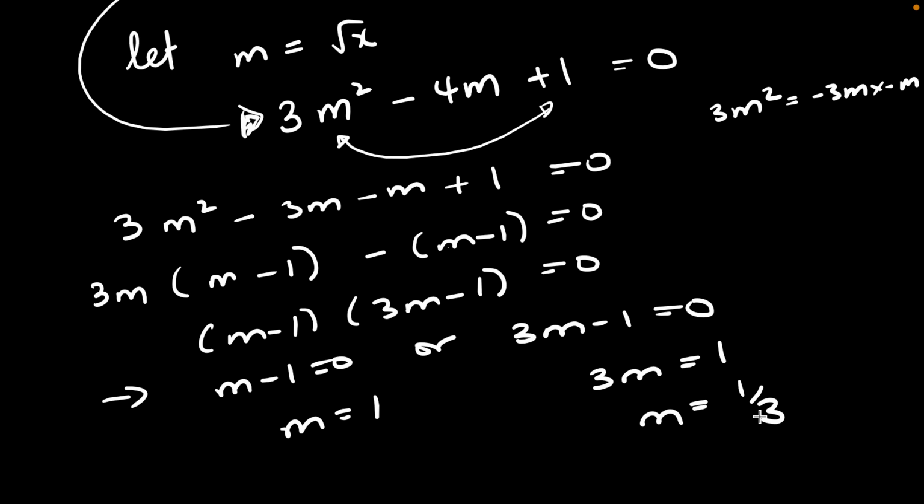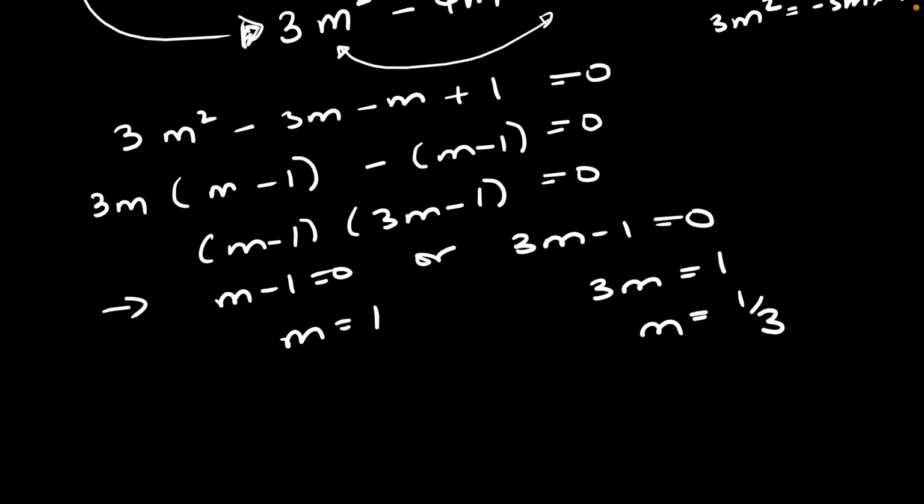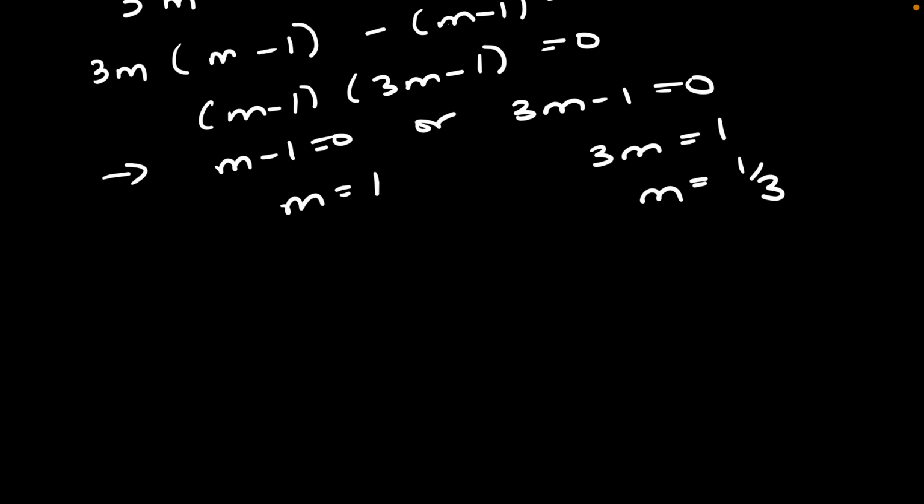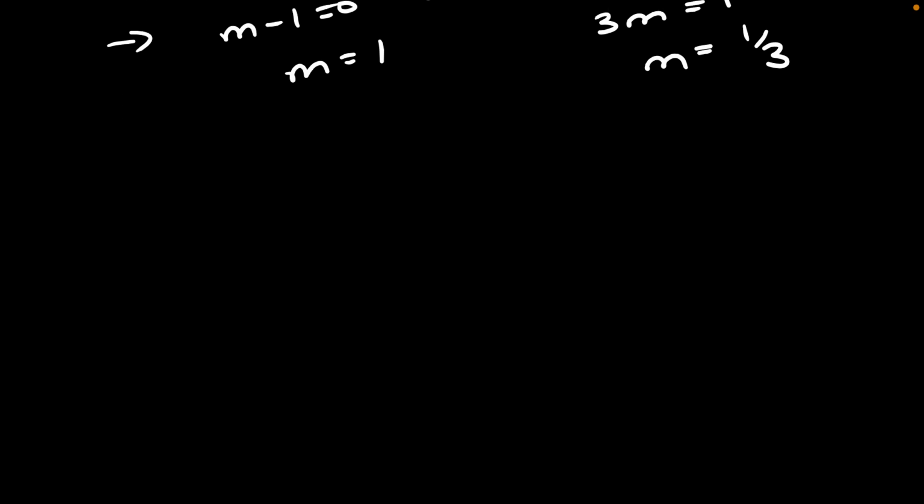Is that done? No, it's not done. We already know this because we know that m is representing for us root x. So we're going to write that in a second. Let me shift things up as usual. Was it root x? Yeah. All right. So we're right here. I'm putting root x down. So that means that root x is equal to 1 or root x is equal to 1/3.